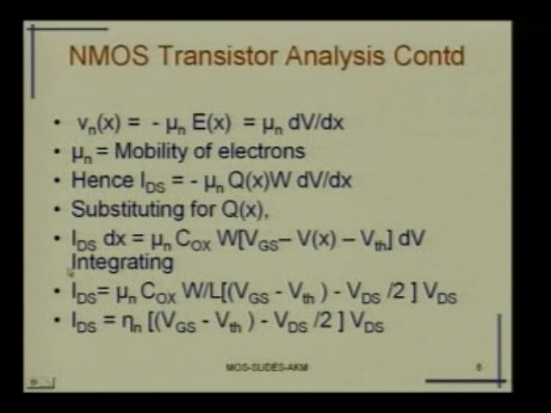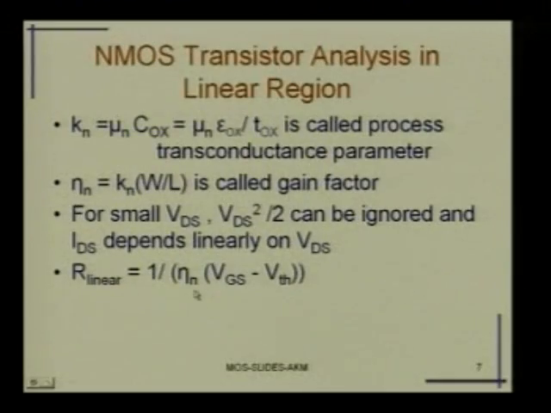Is that all right? If you have any question at this point, you can ask. This eta is nothing but this entire product, mu n COX W by L. W by L is the width by length ratio. All right. So, this term is called the gain factor. The first term is called the process transconductance factor, that is mu n, the mobility, the permittivity of the dielectric, and T oxide is the thickness of the dielectric.